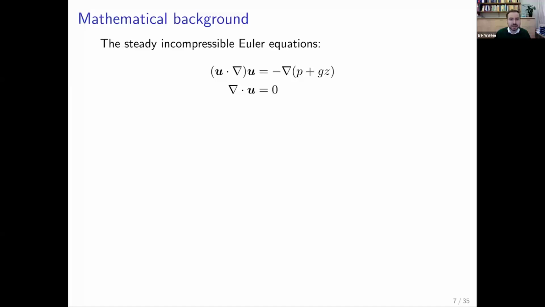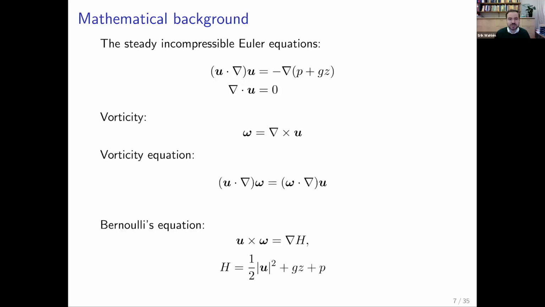Right, so now I wanted to give some background on just looking at the steady incompressible Euler equations in 3 dimensions, without assuming anything about irrotationality. In 3 dimensions, the vorticity is a vector, the curl of the velocity field. Two important equations are the vorticity equation, which looks like this in 3 dimensions, and another equation which is important is what I call Bernoulli's equation in 3 dimensions. It looks like this, where h is the Bernoulli function.